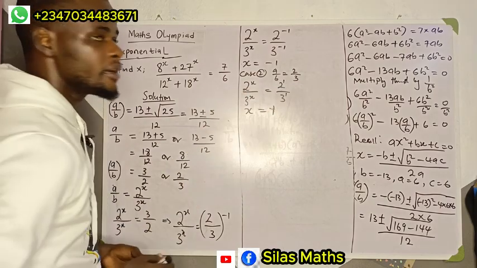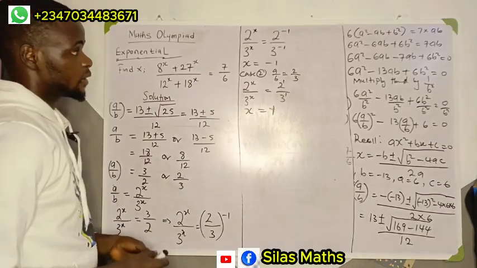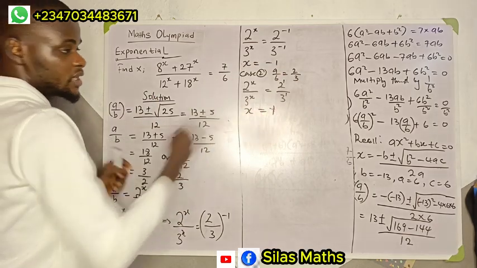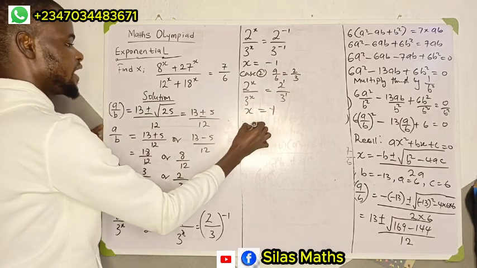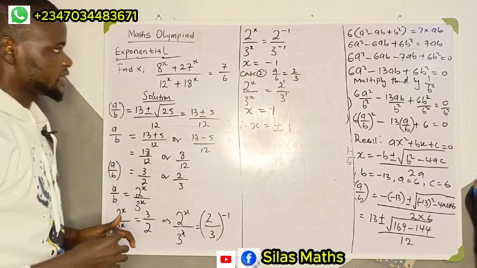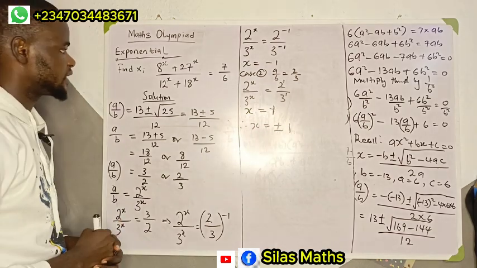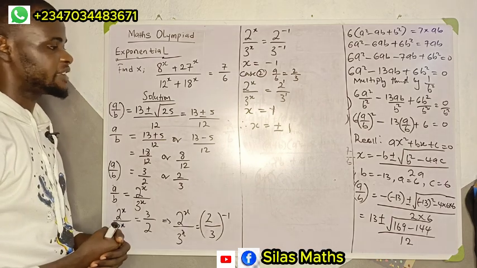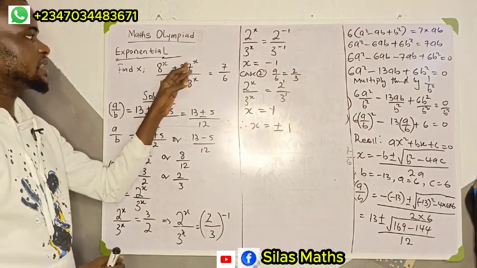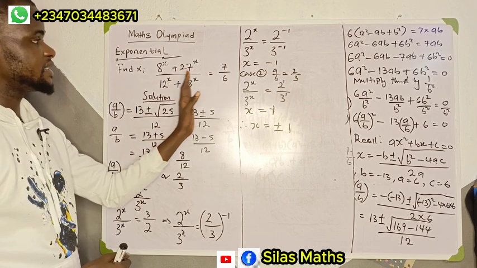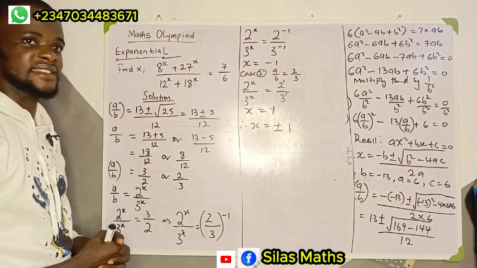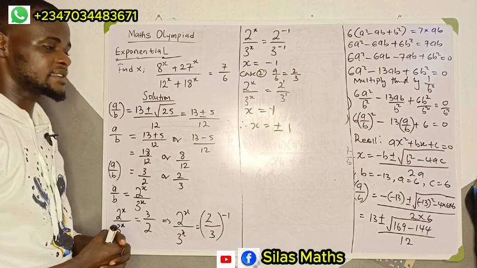So we have two values of X in this equation. The first one is what? X equal to what? Negative 1, and the second one is equal to this. So we say therefore X is equal to plus or minus 1. So that's the value of what? X. You can as well verify that. Check, substitute X equal to 1 in this equation, and then see if it's going to give us what? 7 all over 6. So that is our answer.